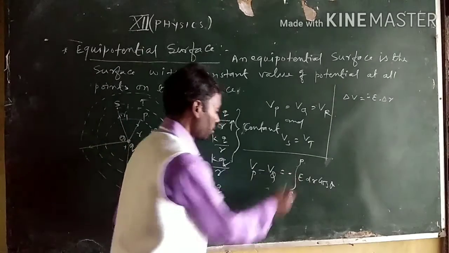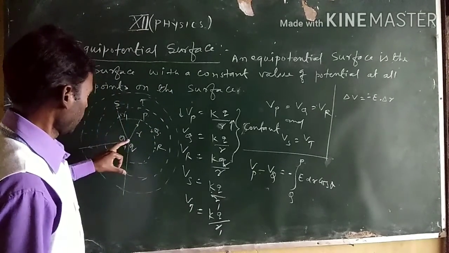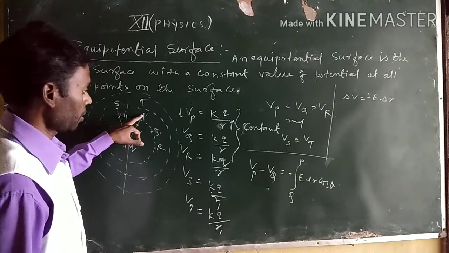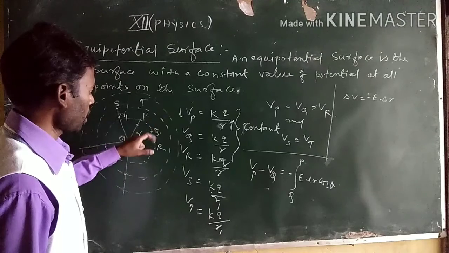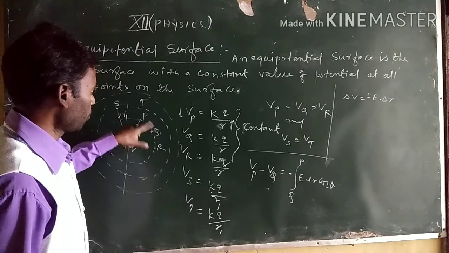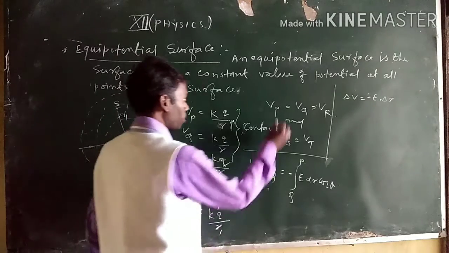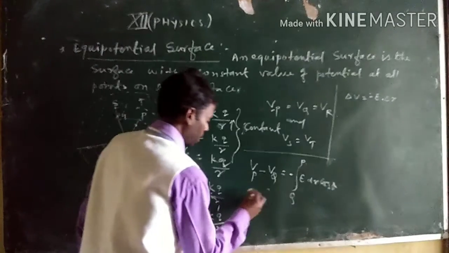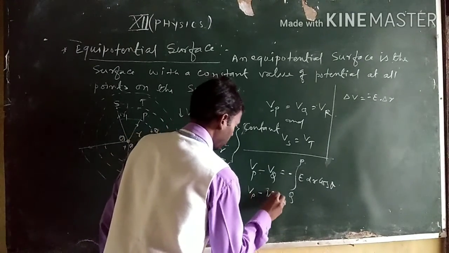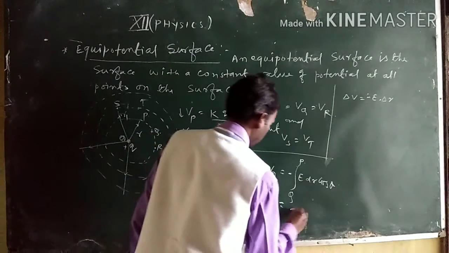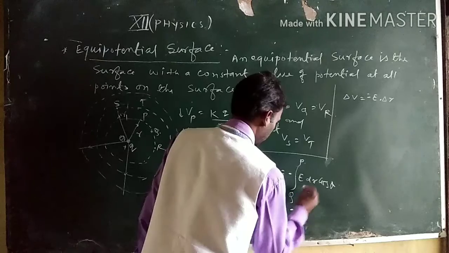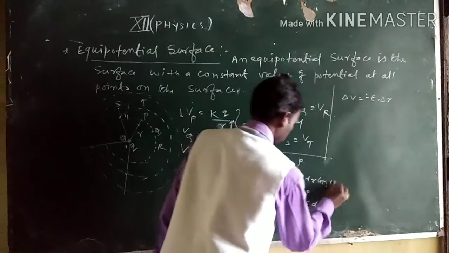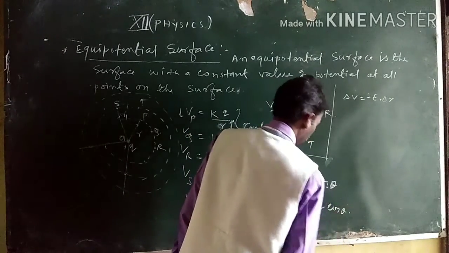On this figure, we have to find O to P. That means for the P to Q potential difference, we find the potential from Q to P. Since potential P is equal to potential Q, we can write potential P minus potential Q equals minus the integral from Q to P of E dr cos theta.